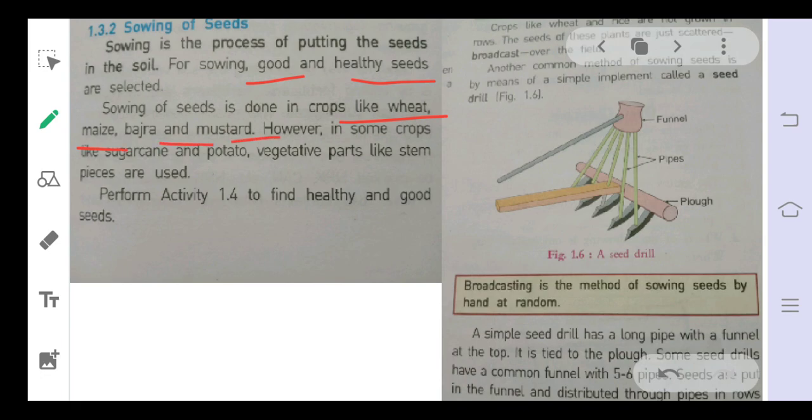However, some crops like sugarcane and potato are grown from vegetative parts, which we discussed in your previous class. Vegetative parts means parts other than the reproductive part, like the stem, leaves, and so on. We have seen sugarcane or potato, whose vegetative parts like the stem are cut and sown into the soil. So sowing can be done with the help of the seed, that is the reproductive part, as in wheat, maize, bajra, mustard, or with vegetative parts like sugarcane and potato, that can be sown into the soil.